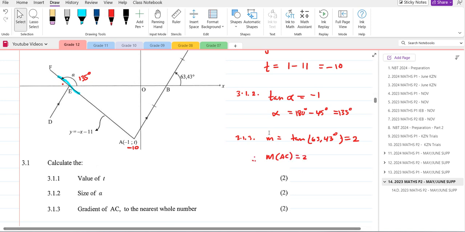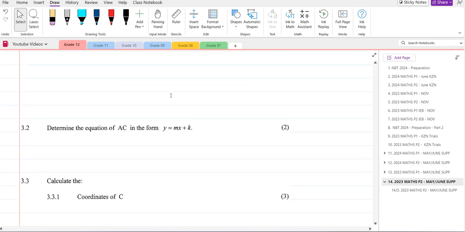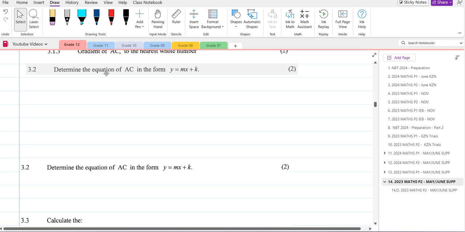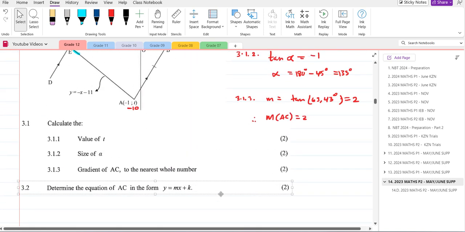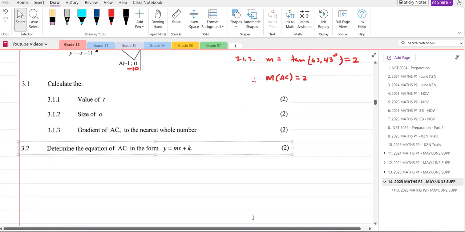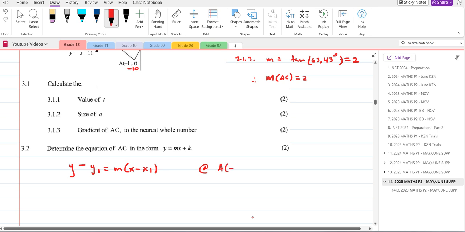Okay, now let's move on to the next problem, which is 3.2. Determine the equation of the line AC. Now we can find the equation of the line AC because I didn't have that coordinate, remember, right? So the equation of the line AC is y minus y1 equals m into x minus x1, at A, which is -1 and -10. And remember what is m? m is just 2, right? m is equal to 2.